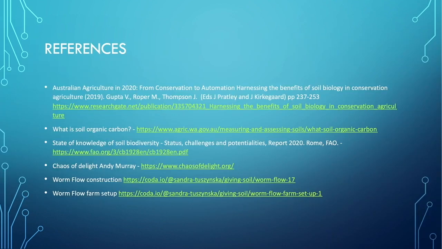So basically these are the references. That first reference I talked about in lesson 1.1, we took a lot of the research out of that. We talked about the soil organic carbon. You can see there's the reference for that on a Western Australian Agricultural Government-based website. And then the State of Knowledge of Biodiversity, that's where you can see all the gorgeous creatures that I've talked about. So there's a PDF of that. And there's also Chaos of Delight by Andy Murray, and wormflow construction and how to feed this wormflow farm that I've written 2 articles about, so you can have a look at that.